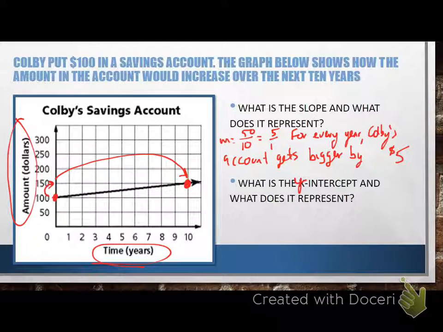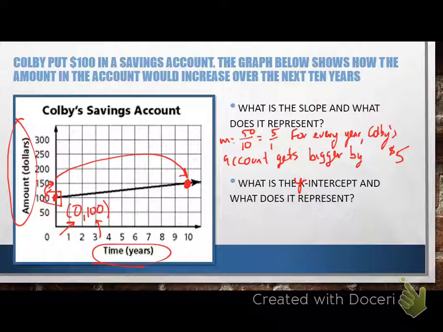Okay, the y-intercept is sitting right here. The coordinates for that y-intercept are 0, 100. And so again, we look at the coordinates, and the x is 0. So when time is 0, his account has $100 in it. Now, what does that mean?